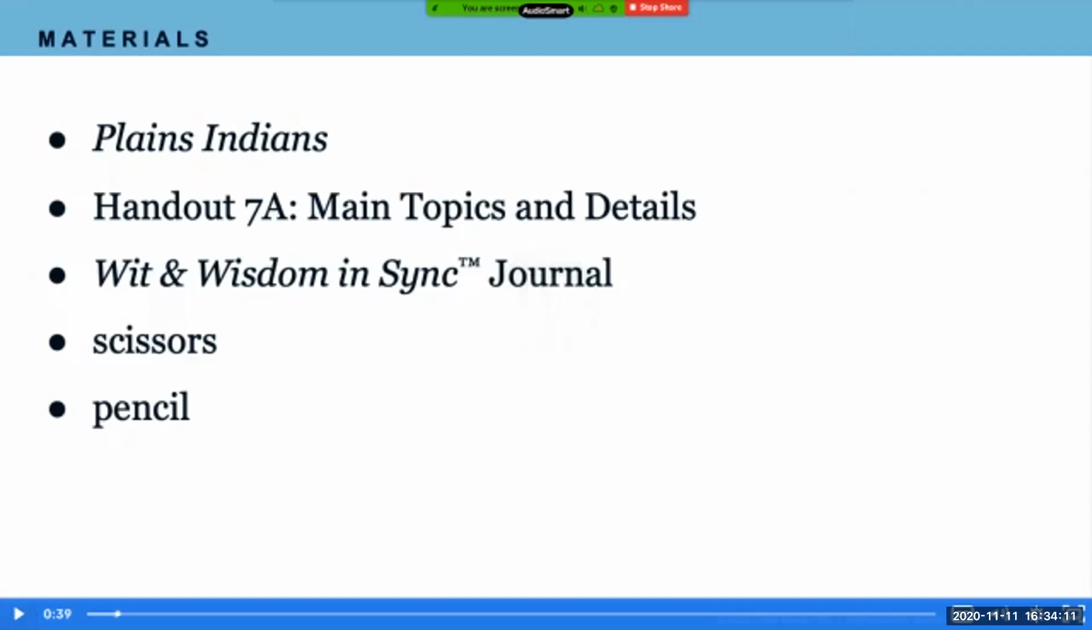Okay, so you have a digital copy that I gave you yesterday of Plains Indians. You do not need main topic and details handout 7A because it's a paper copy and you don't have one. You need your knowledge and response journal. You do not need scissors, but you do need a pencil.